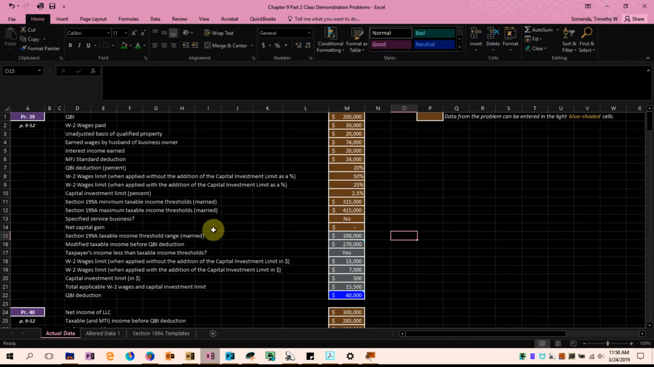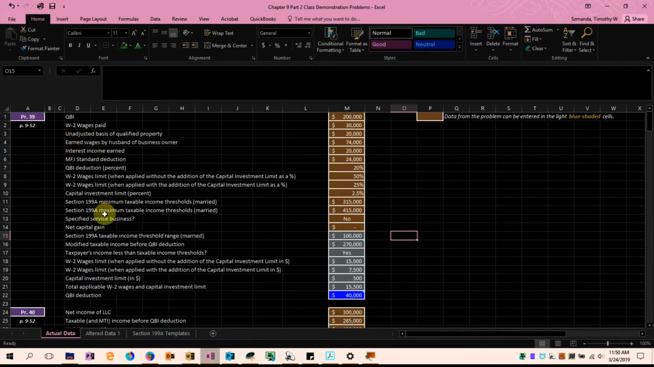Another question we're going to need to ask, and I didn't include it here because I wanted just to start really simply, is the kind of business or type of business that's being operated. If it's a specified services business, which I'll explain later, then that's going to result in some new conditions and perhaps new calculations before determining what the QBI deduction is. We'll get to that later.